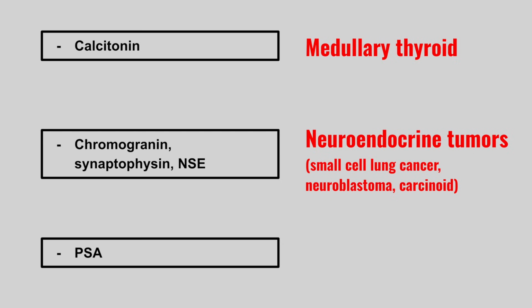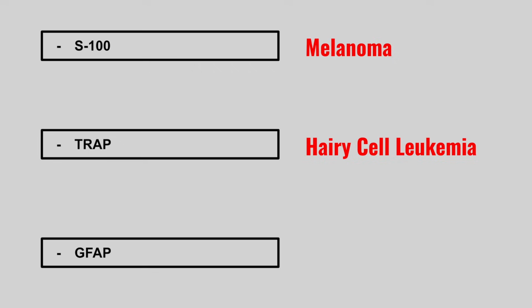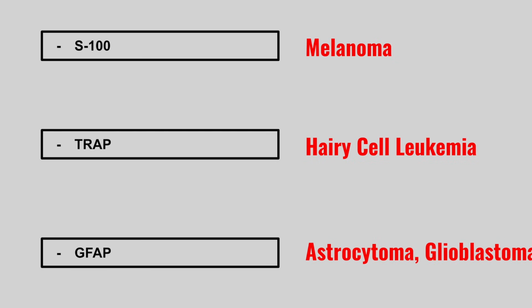Now we have an elevated PSA. This is prostate cancer. Next we have S100. This is a melanoma. Now we have TRAP. This is hairy cell leukemia. Now we have GFAP. This is astrocytoma and glioblastoma.